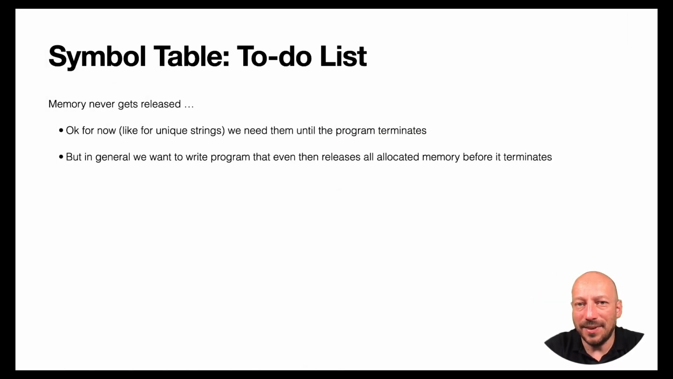That's it for this video. In the next step we will use the symbol table for updating our calculator, but there is something on the to-do list. The symbol table never releases memory. And in our case this is kind of okay, because we need the symbols until the program terminates, and then we have an operating system that releases all the memory of the process that terminates. But this is not a clean design pattern. You always should write programs that release all memory that was allocated. But we will think about that afterwards, how to clean that up. We have the same issue for the pool of unique strings anyway.